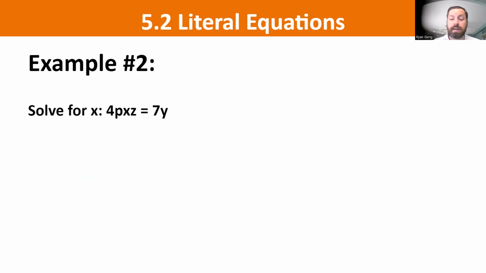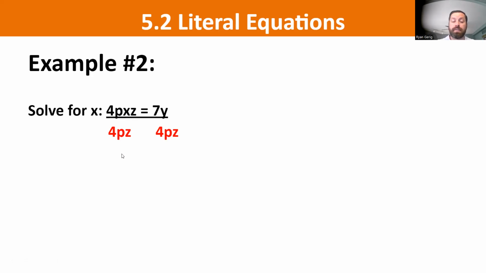Looks like a little more complicated equation. 4pxz equals 7y. I've got 4 different variables here, but the only one that's really important is x. That's what we're solving for. We want to move the 4, the p, and the z to the right-hand side. Well, everything here is being multiplied, right? 4 times p times x times z. To undo multiplication, I'm going to divide. And what am I going to divide by? 4, p, and z. Anything that's being multiplied by x, I'm going to divide.